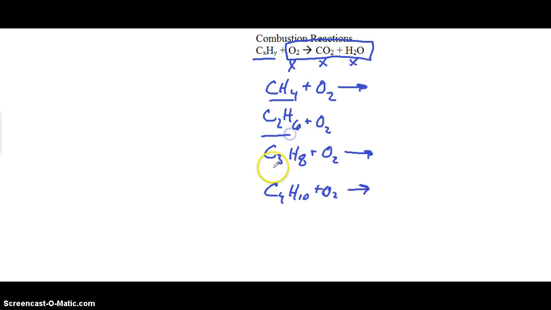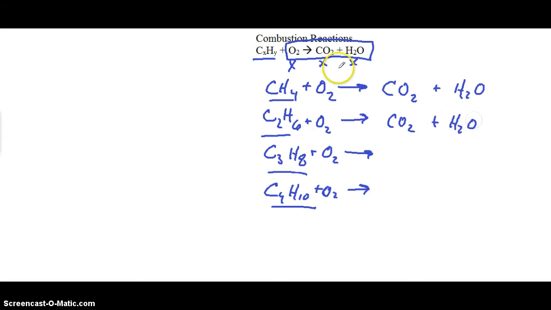They're all C's and H's of some sort, and they're going to combine with oxygen. So my products will always be CO2 and H2O. You do that for all of these, and then you can simply balance them. CO2, H2O. And let me just do one or two.